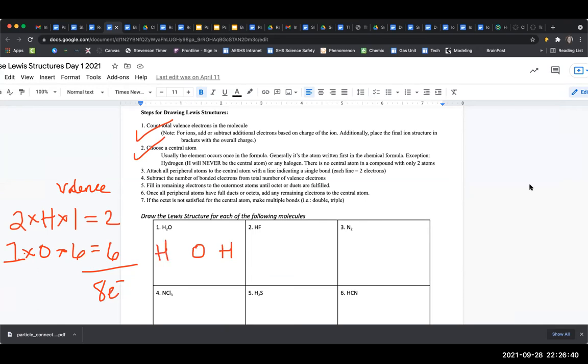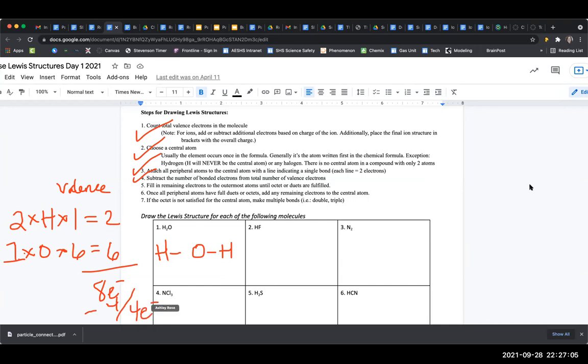Okay. Then it says attach all peripheral atoms to the central atom with a line indicating a single bond. So I have 2 lines. Then it says subtract the number of bonded electrons from the total number of valence electrons. Each line is 2 electrons, so that's a total of 4. So I have 4 left.